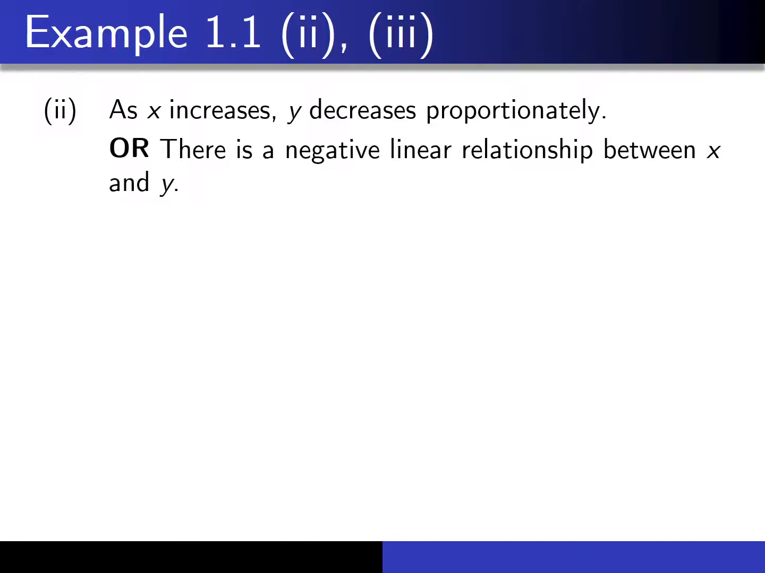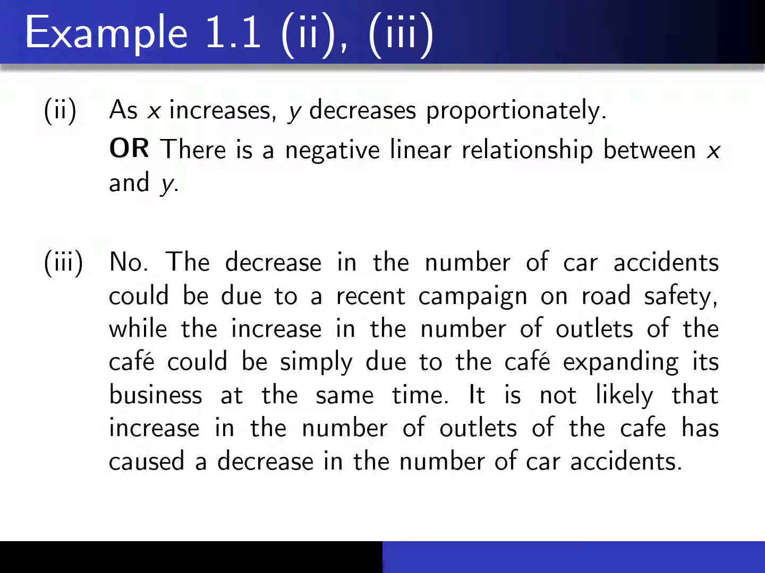For part 3, note that y may decrease during this period of time, perhaps because there has been a campaign recently to promote awareness on the importance of road safety. On the other hand, x may increase over the same period of time, perhaps due to the cafe expanding its business during this period. As such, if we plot the scatter diagram for y against x, we may observe a scatter diagram similar to the one in this example, but clearly, the increase in the number of outlets of the cafe did not cause the decrease in the number of car accidents.